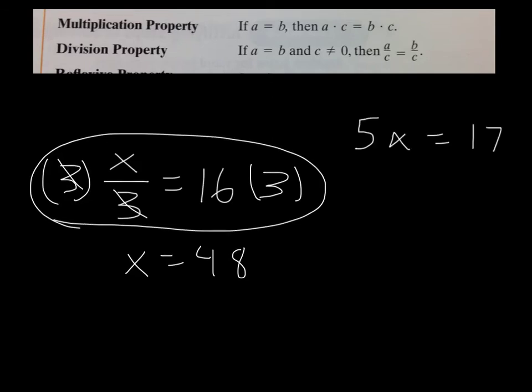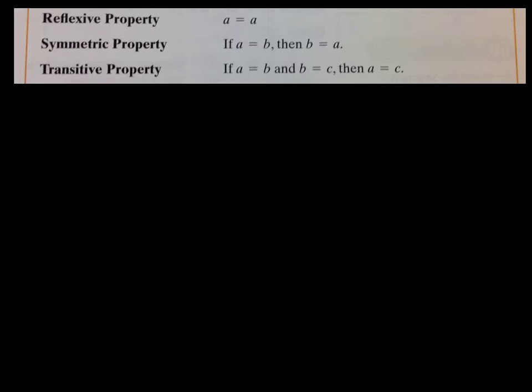The division property of equality states if you divide both sides of an equation by the same thing, you get equivalent equations. Now I'll use the division property of equality. I'm going to divide both sides by 5, and I have used the division property of equality to get x equals 17. Our next three properties of equality are the reflexive property, symmetric property, and transitive property.